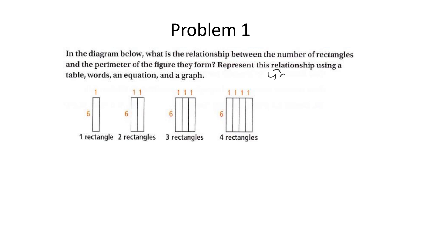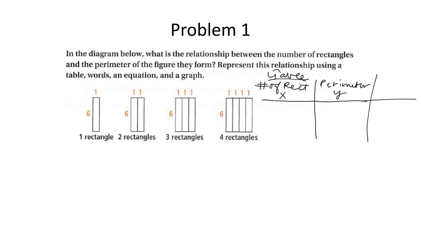So if we're setting up our table, what we want to do is have our number of rectangles represent our x. So number of rectangles are going to be our x. And then our perimeter is going to be our y. And then our ordered pair is going to be our answer. That's our x, y.